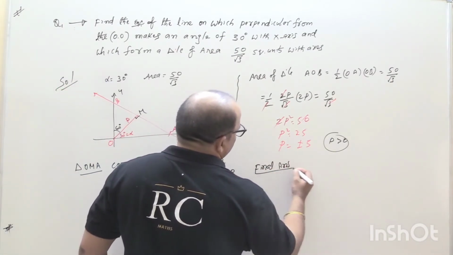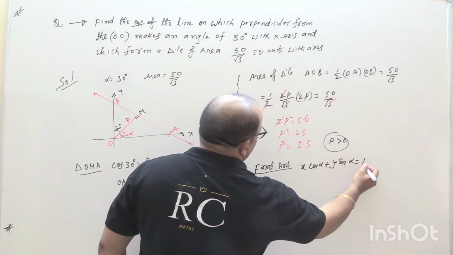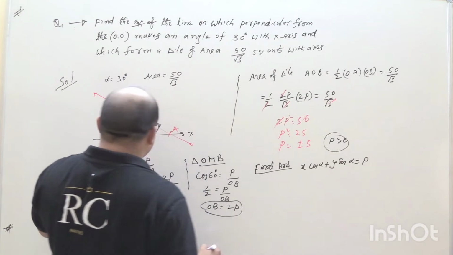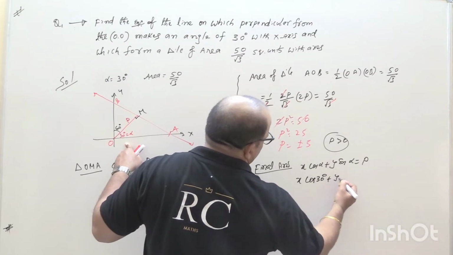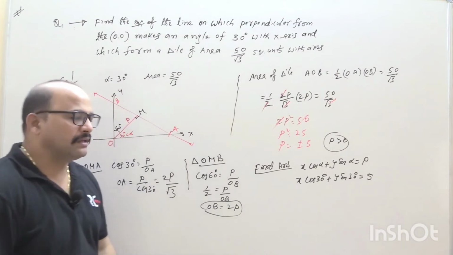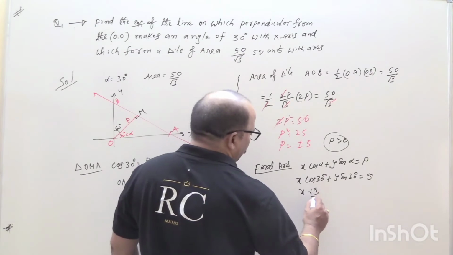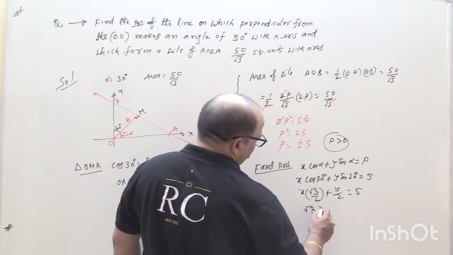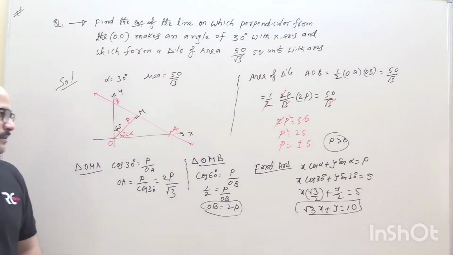Final answer, students. x cos alpha plus y sin alpha is equal to P. What is P? P is 5. Alpha means 30 degrees. So x cos 30 degrees plus y sin 30 degrees equals the P value 5. You know that cos 30 is root 3 by 2 and sin 30 is 1 by 2, equal to 5. So root 3x plus y is equal to 10. This is the final answer.